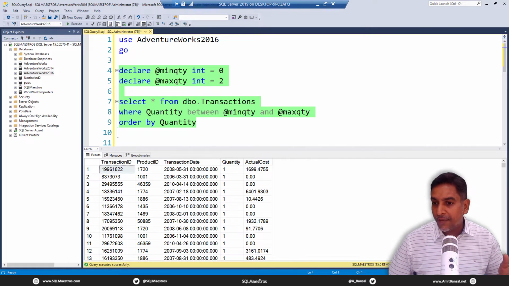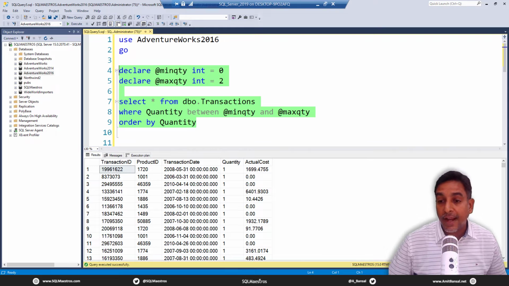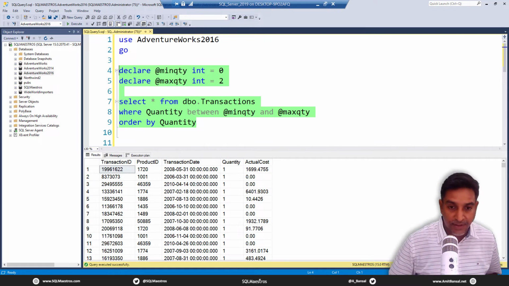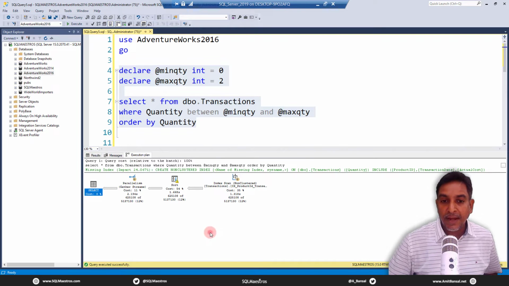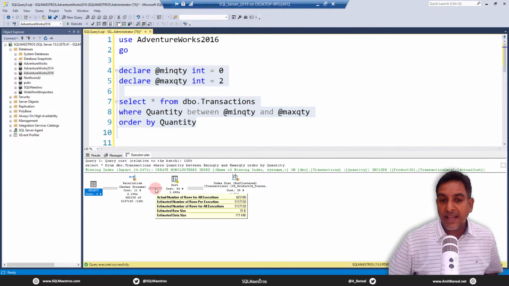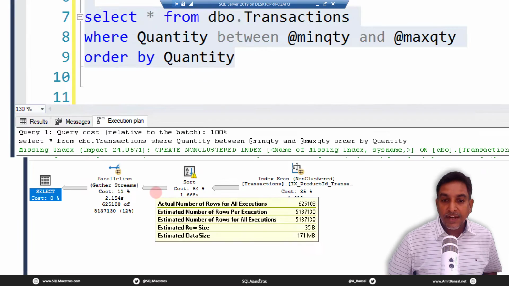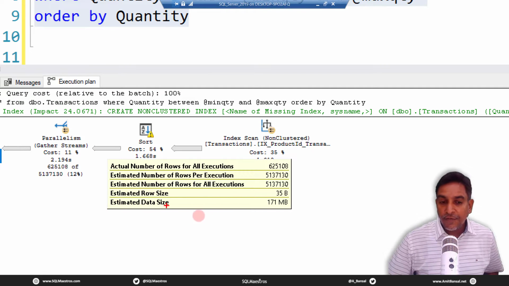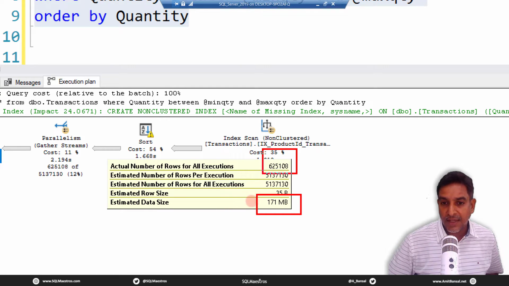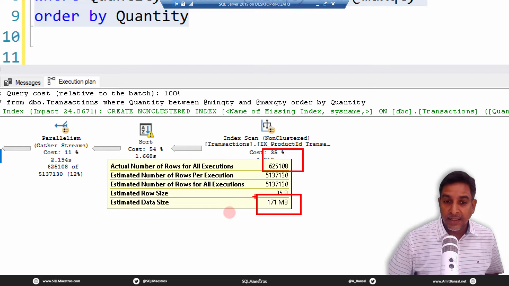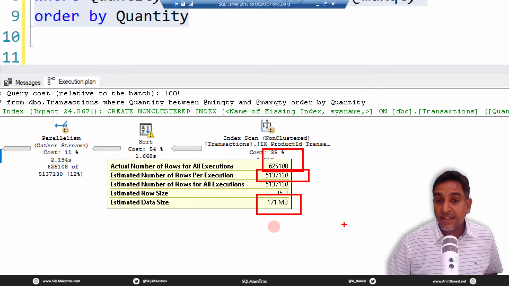Okay, so we know we have 625108 records being returned. If you look at the status bar there, which is about 600,000, jump over to the execution plan, and I'll take the cursor over this arrow. This arrow is a good indicator of where things are. So if you look, the estimated data size is about 171 MB. We are looking at actual number of rows as 625,000, and this is what SQL Server estimated number of rows, about 5 million or so.